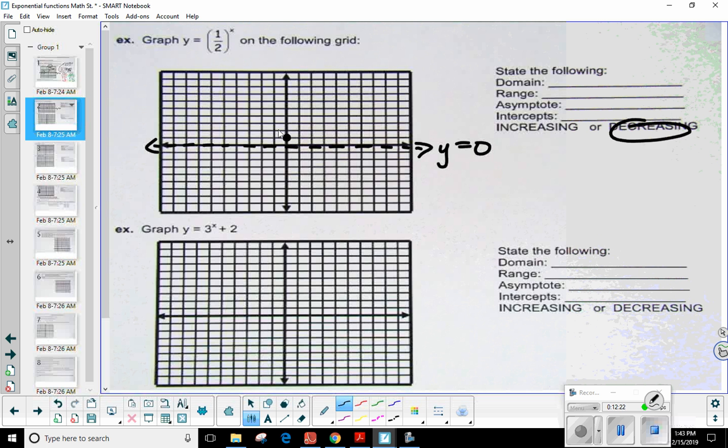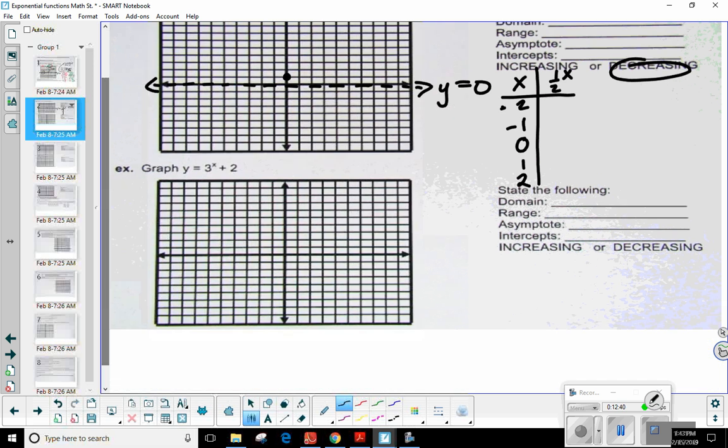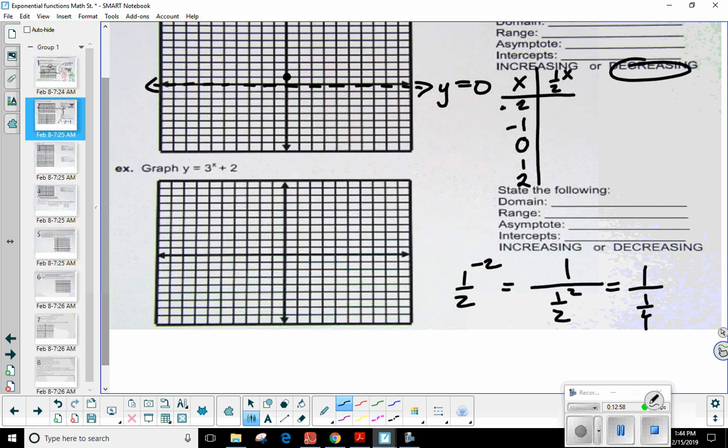This one's definitely decreasing. So here's the x, 1/2 to the x. And let's go ahead and do the same thing. -2, -1, 0, 1, 2. Now here's the thing. I'm taking a fractional value to a negative power. So 1/2 to the -2. So you could go ahead and take the reciprocal of the whole thing. You could say 1 over 1/2 squared. And what is 1/2 squared? Okay, that is 1 over a fourth.